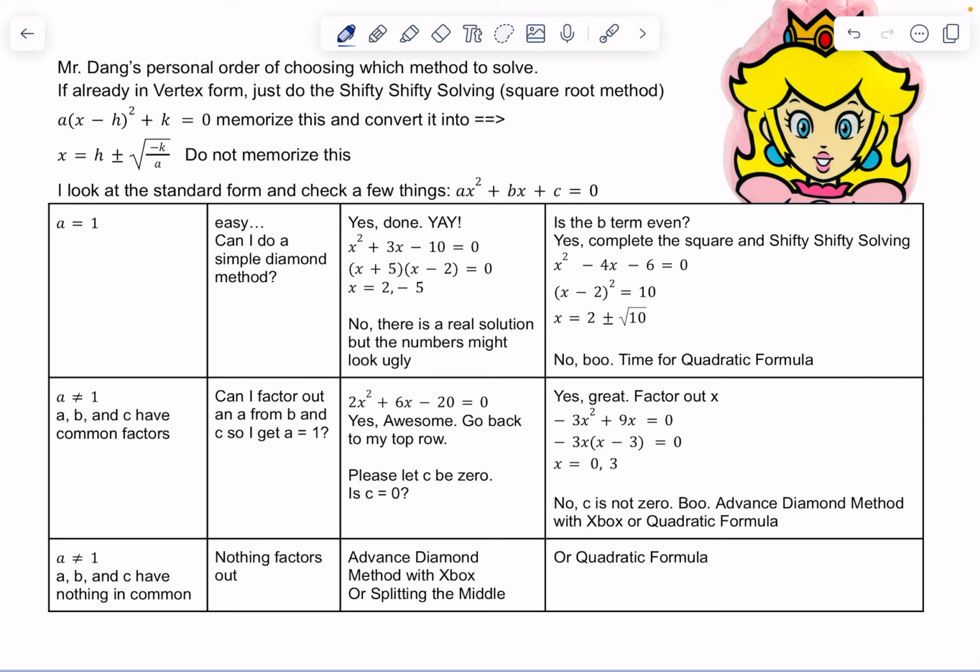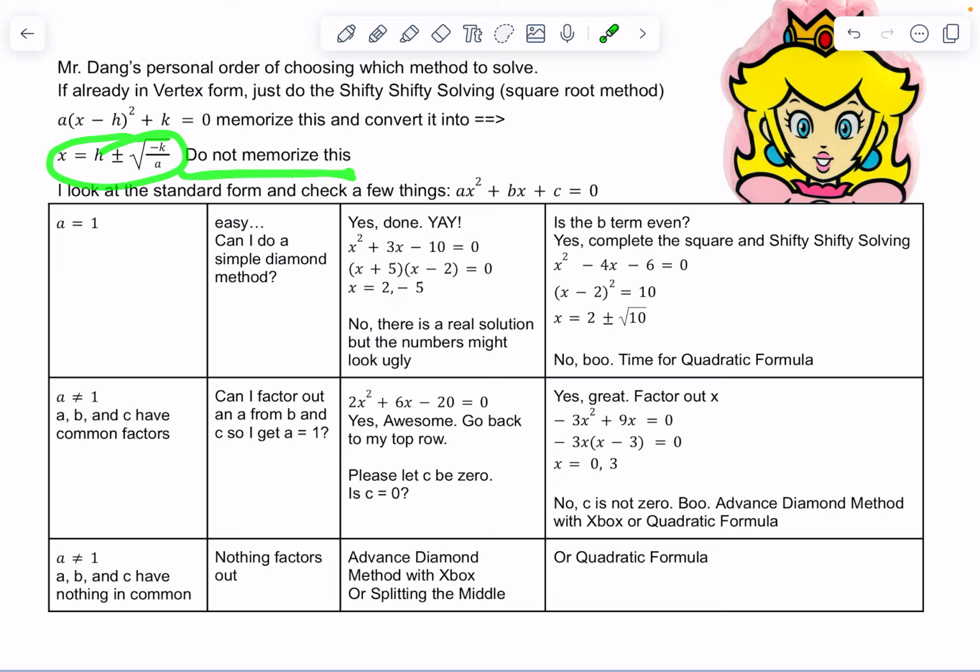So if you see it on your final, if it's already in this form, just do the shifty solution because it's pretty much set up for you to do the shifty solution. You move this onto the other side, and then divide by a. That's why it's negative. Take the square root of everything. This is where the square root comes from. That would end up giving something a plus or minus, and then you add the h on both sides. You get this.